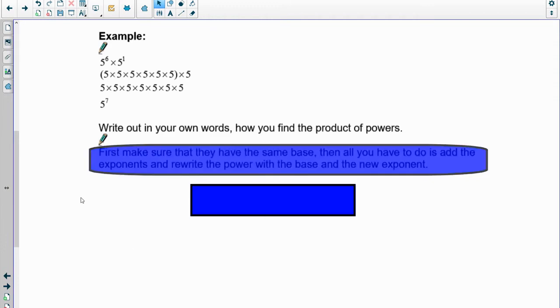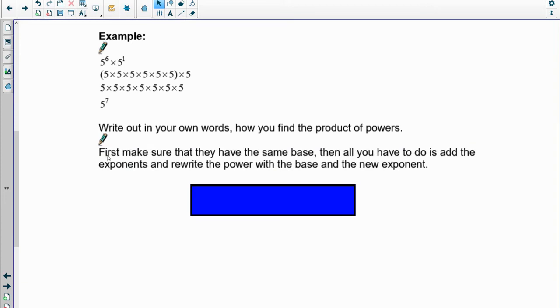Alright, so this is what you should have written. First thing you have to do is make sure they have the same base, 5 and 5. You have to make sure that they're working with multiplication. And secondly, we should know that if you multiply two powers with the same base, you add the exponents. That's what this is over here, add the exponents. And you rewrite the power with the base and the new exponent.